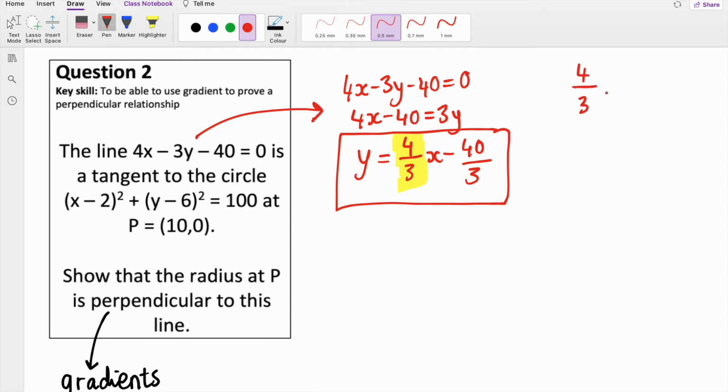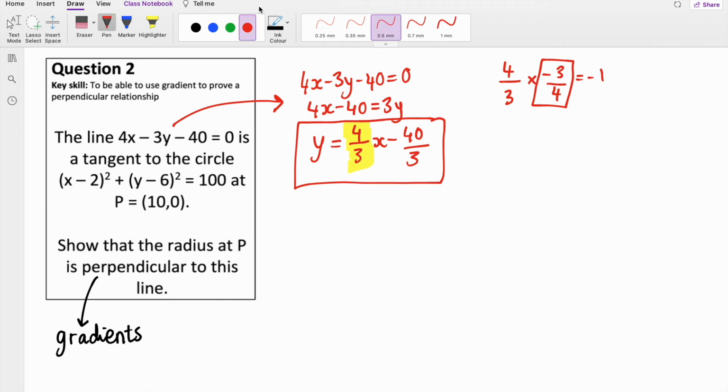So a line that would be perpendicular to it to give me -1 would be the negative reciprocal of this. So eventually I want to prove, to show that they are perpendicular, that the gradient of the radius at P is going to multiply to give me -1, so it needs to be -3 over 4. So that's my end goal. So what I'm going to do next is draw a sketch just to help me visualize this problem.